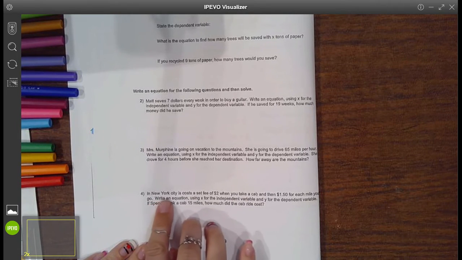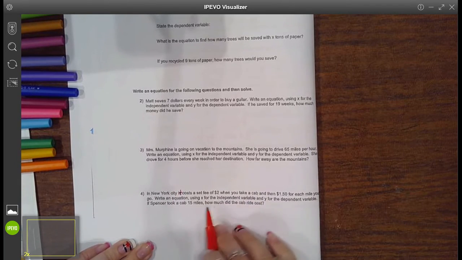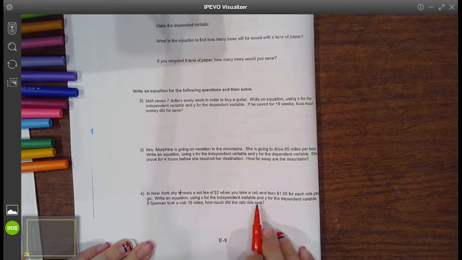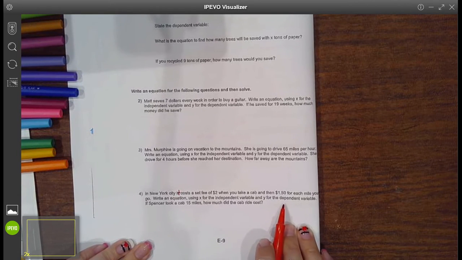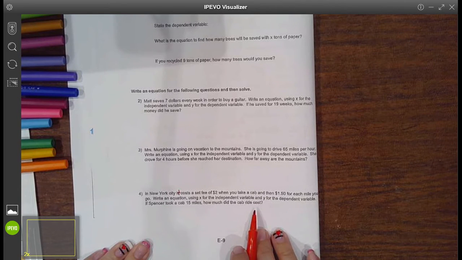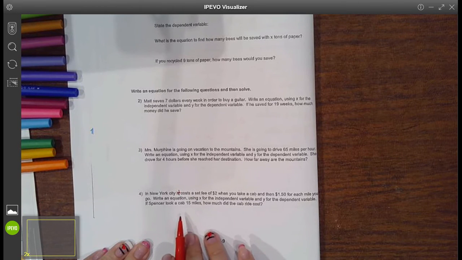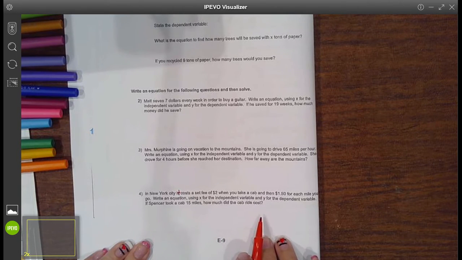It says, in New York City, it costs a set fee of $2 when you take a cab and then $1.50 for each mile that you go. Write an equation using x for the independent variable and y for the dependent variable. Then if Spencer took a cab 15 miles, how much did the cab ride cost?